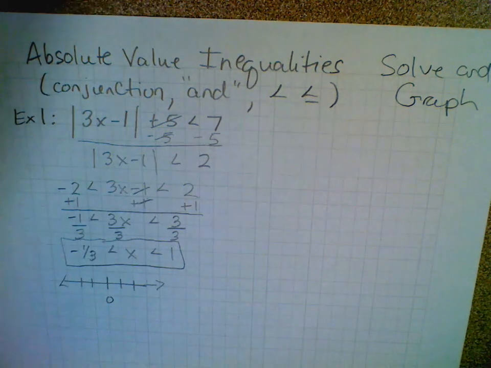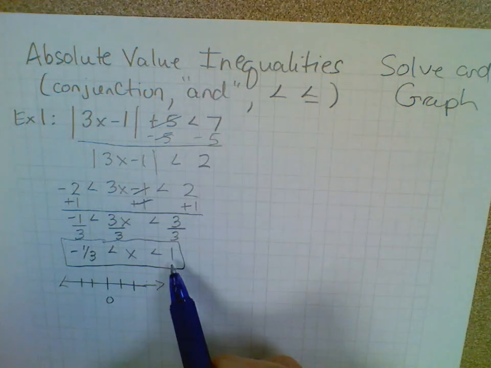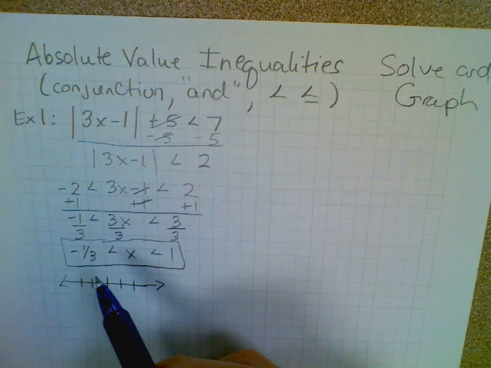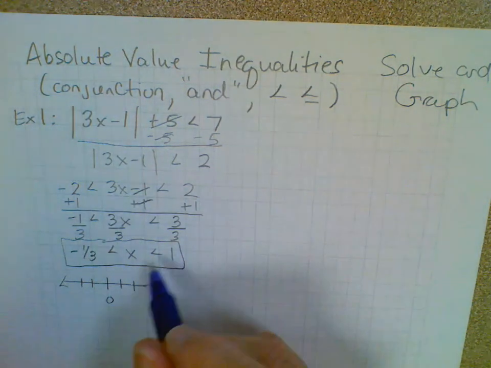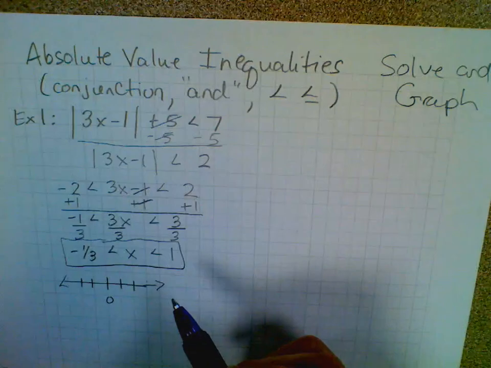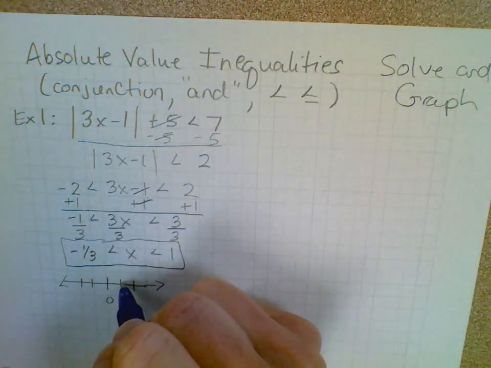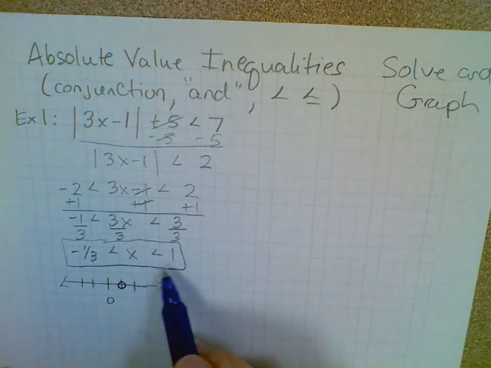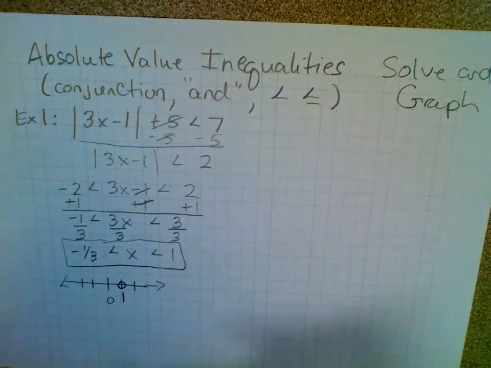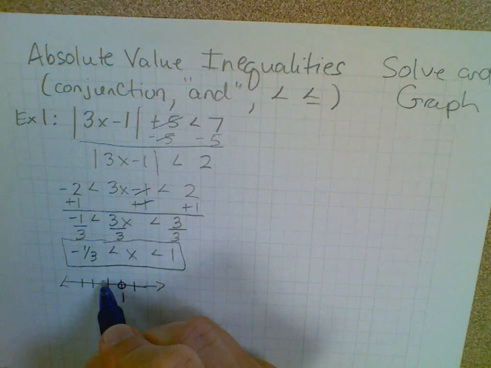So when I plot these, now there's going to be a range, so I know I'm going to have a negative 1/3 and a positive 1. But at those locations, since it's just a less than or a greater than, it's going to be an open circle. I'm not going to close it because it's not including the 1. And then the same thing at negative 1/3, which would be just to the left of the 0.